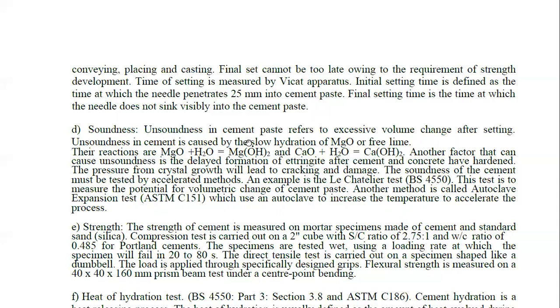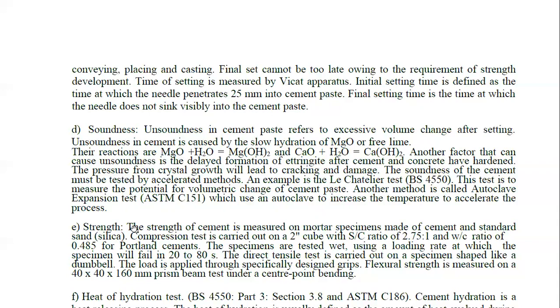Next test is about the soundness. The unsoundness in a cement paste refers to the excessive volume change after setting. Unsoundness in cement is caused by the slow hydration of magnesium oxide or free lime. Their reactions are MgO plus H2O, which gives magnesium hydroxide, and the same for calcium, which gives calcium hydroxide. Another factor that can cause unsoundness is the delayed formation of ettringite after cement and concrete have hardened. The pressure from crystal growth will lead to cracking and damage.